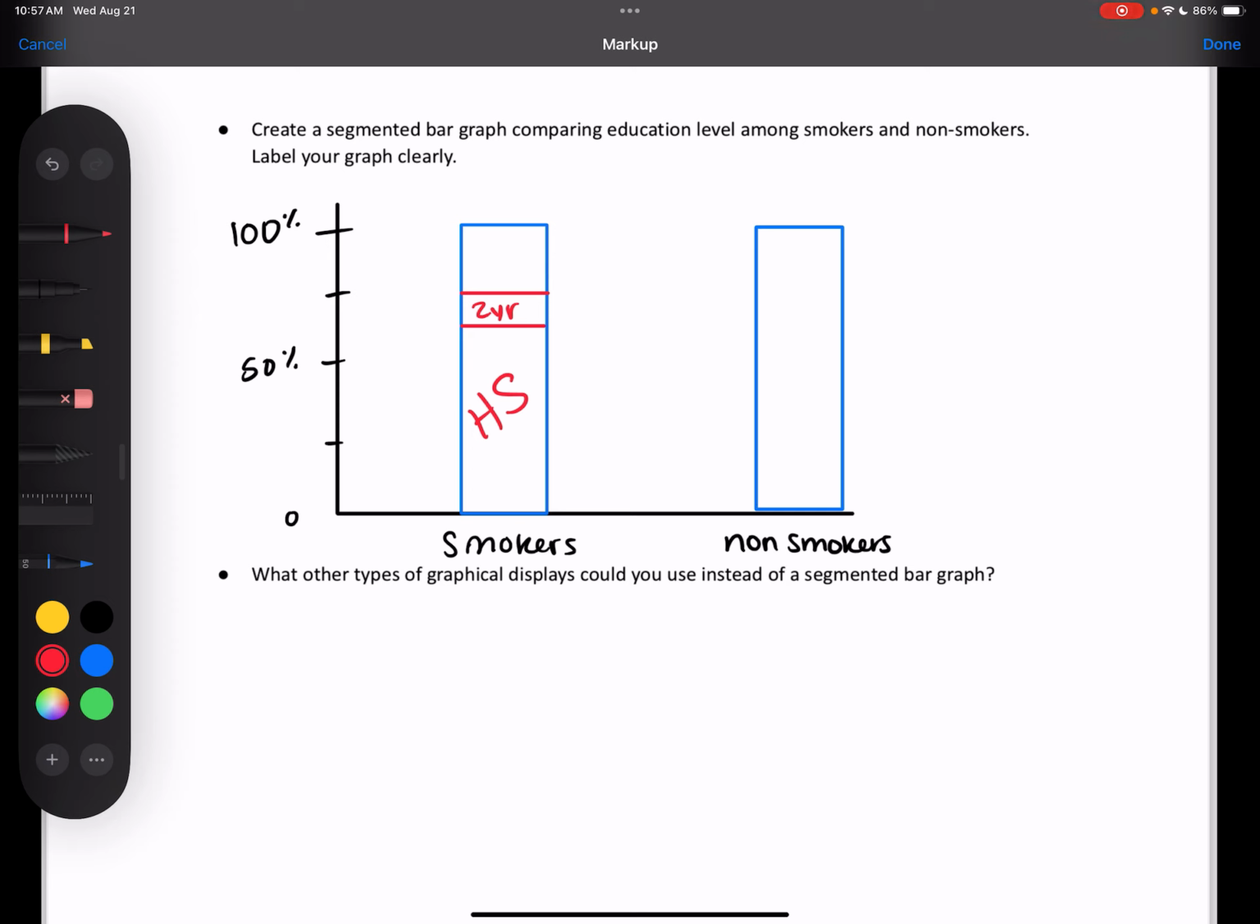And then the remaining part would be the 4 year. Then for non-smokers, high school was 41%. So somewhere in here. 2 year was 11%. And then 4 year or more is the rest.